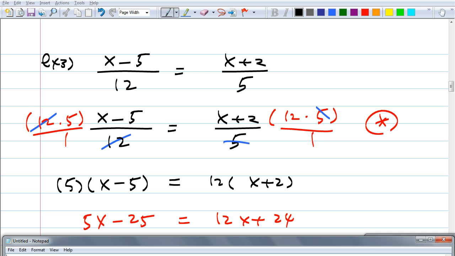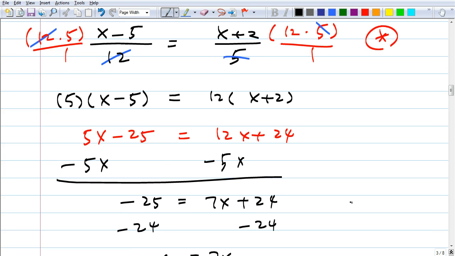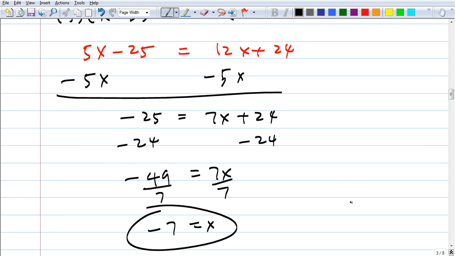Yeah, let's get rid of 5x. So you get positive x. So when you do that, you get? Good, and then you subtract 24. How many people got x equals negative 7? Raise your hand. Pretty straightforward. Any questions? Good. All right, let's get to the next.